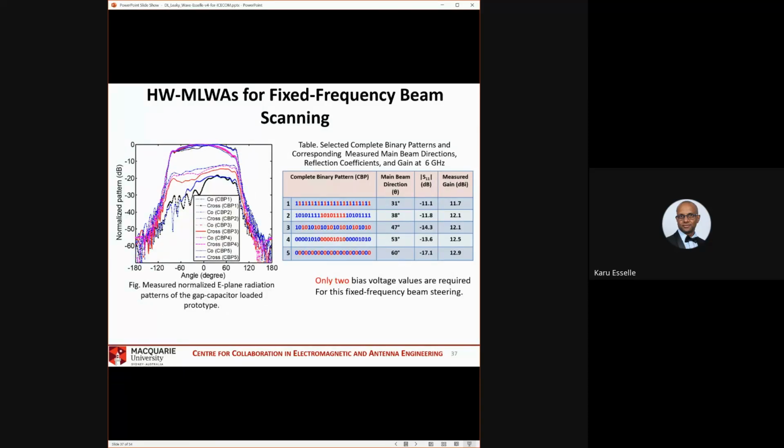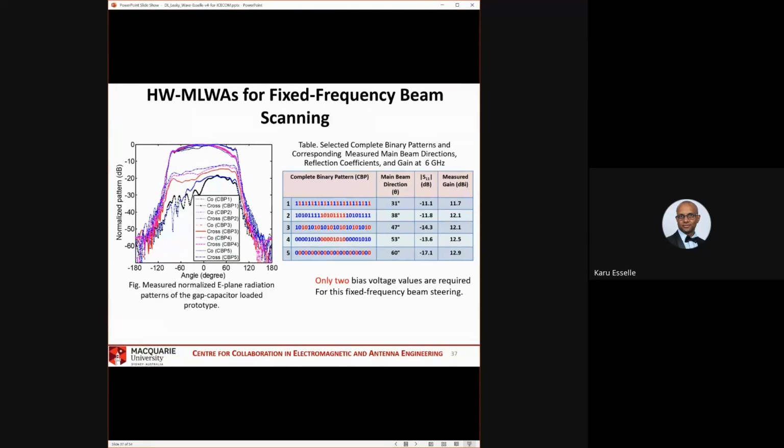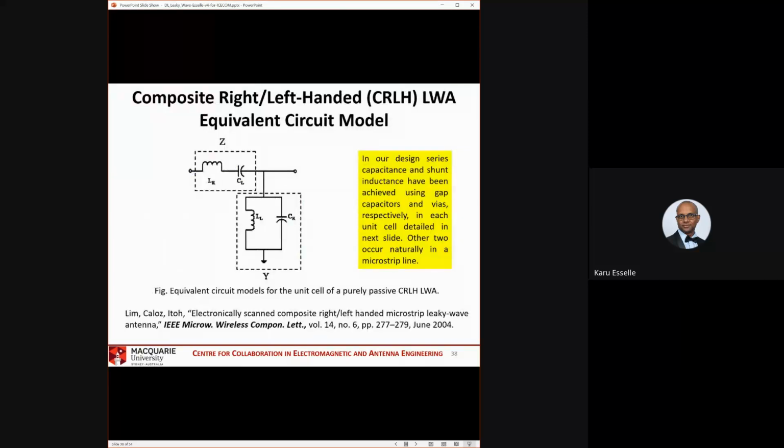These are the pattern cuts on the other plane. So this is the pattern cut over theta, and this is the other plane where the beam is wide. This is the copolar pattern. This is the cross-polar pattern. You can see the cross-polar level is about 10 to 15 dB relative to copolar. Yeah, so that's all about that antenna.